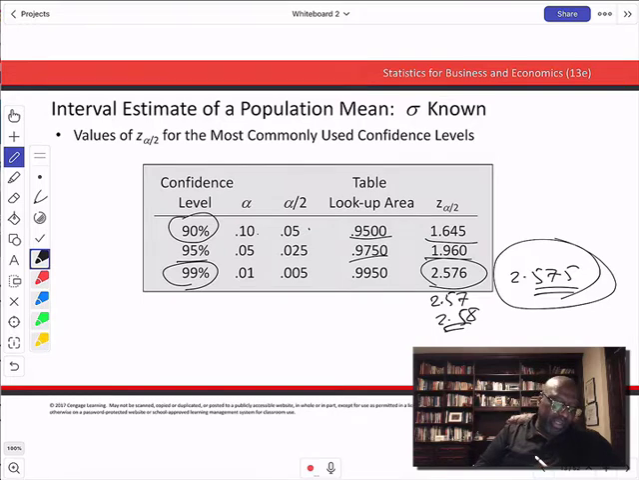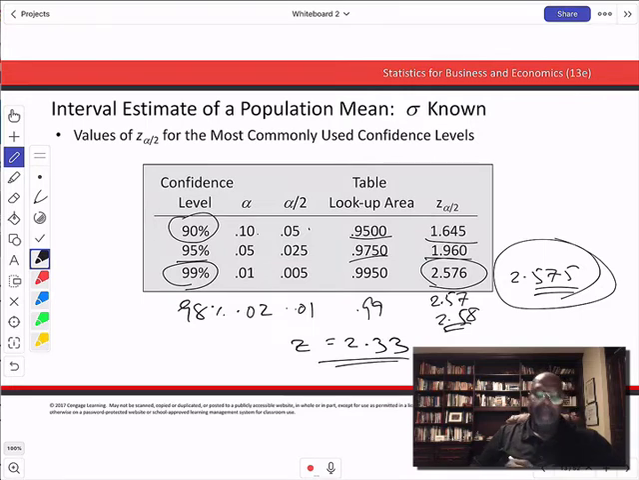One of them is missing, which is 98. We also do 98. So in which case this would be 0.02. This would be 0.01. And then you look up the area of 98 or 0.99. And your Z value will turn out to be 2.33. That's what the Z value will turn out to be. So you certainly can keep those in mind for later use.